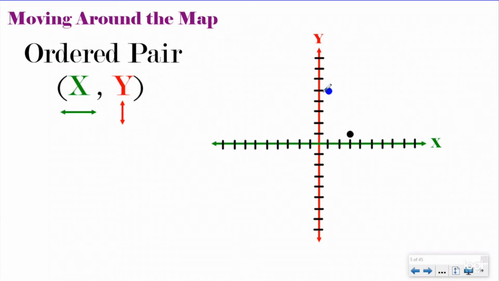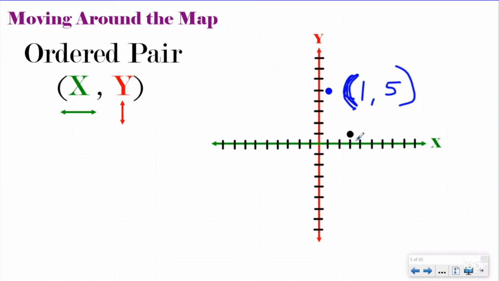So if I want to know how to get to my blue point, what are my ordered pairs? What are my directions for that? My first number, if I always start here, would be that I had to move over 1 on the x-axis, so my x number would be 1. And then my second number in my ordered pair would be 1, 2, 3, 4, 5, because I have to go up the y-axis 5. So my directions to get to the blue point from the origin would be 1, 5. My first number tells me how far I need to move on my x, and my second number tells me how far I need to move on my y.